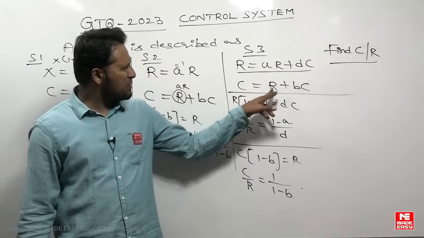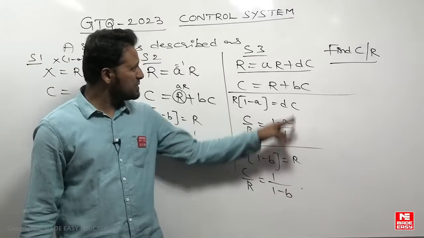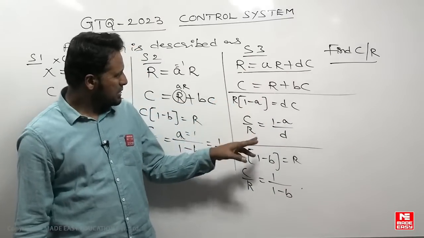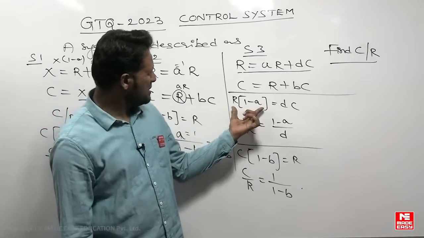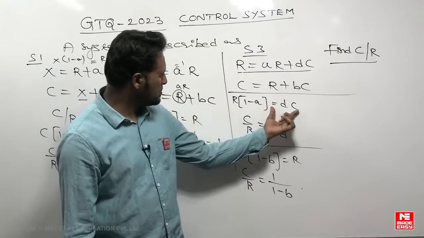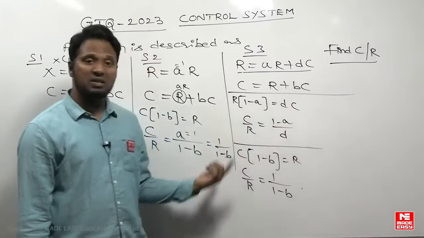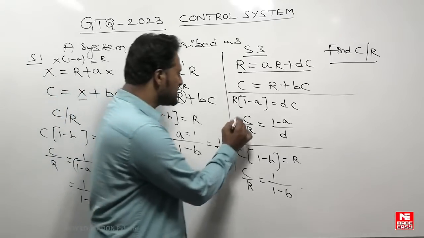Right. From this equation, if I find C by R, it will be 1 by 1 minus B. From this equation, if I find C by R, it will be 1 minus A by D. Let me check once again. If I take R common, it will be 1 minus A is equal to DC. C by R will be 1 minus A by D. So, this becomes MSQ.